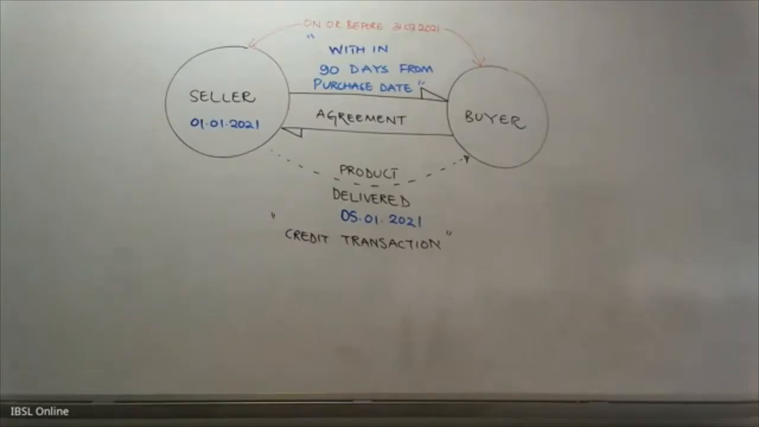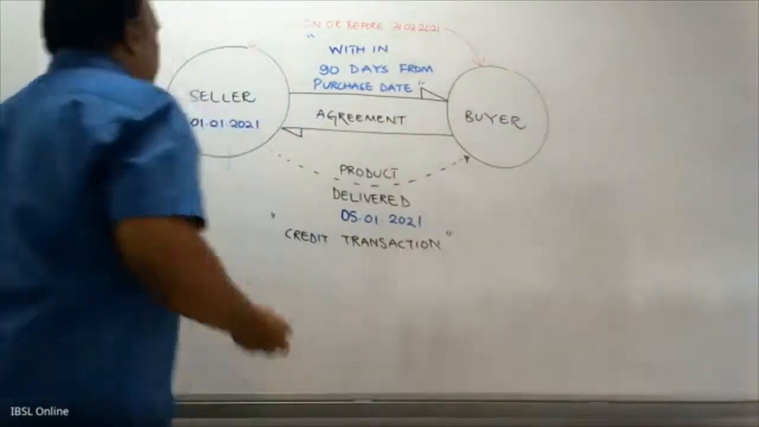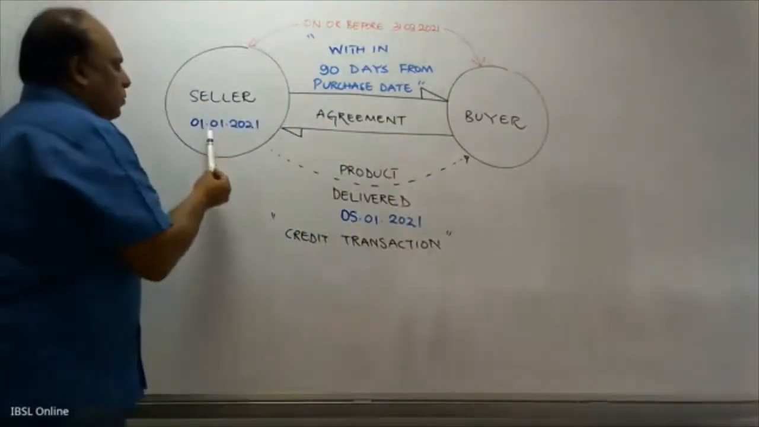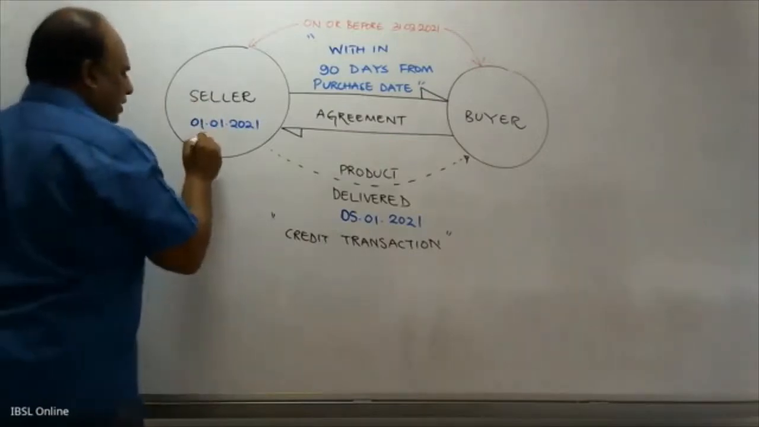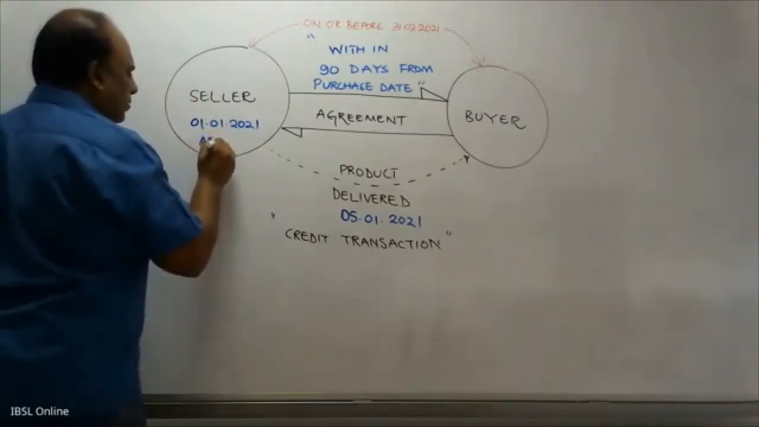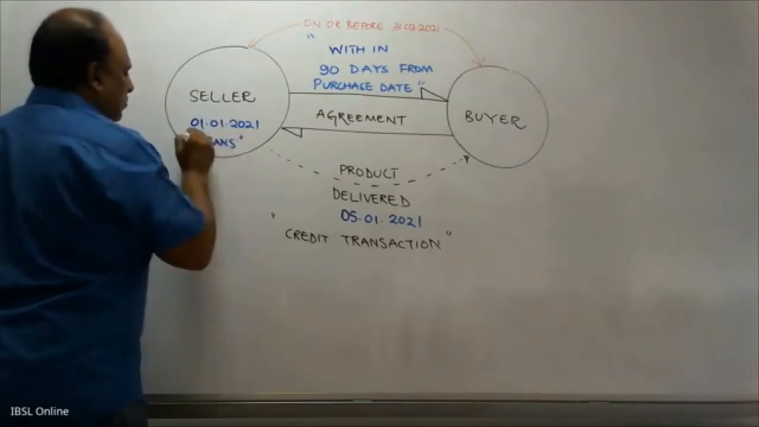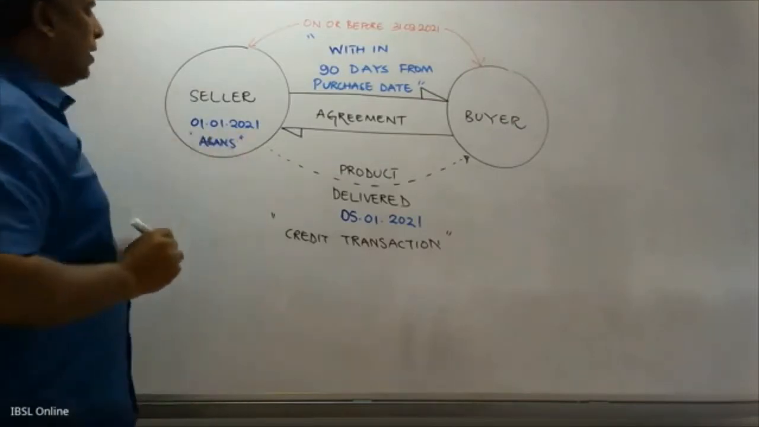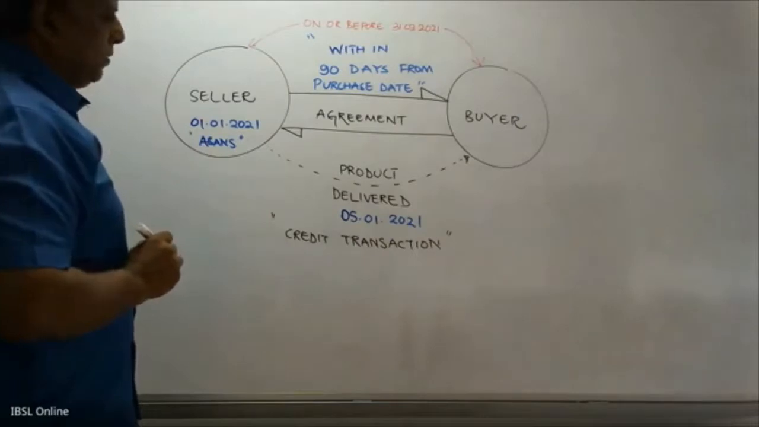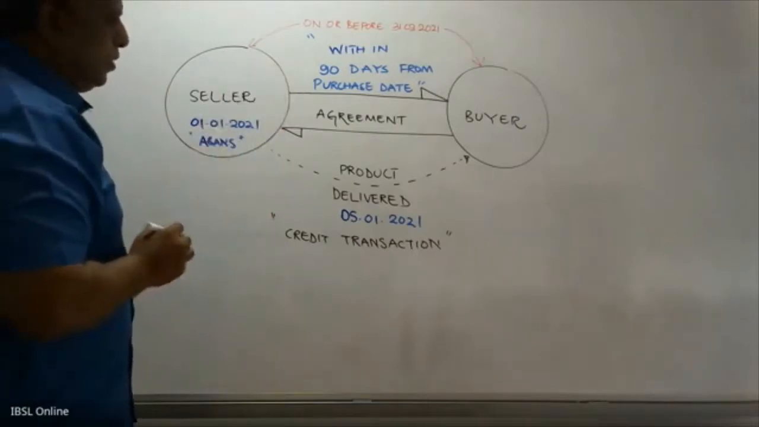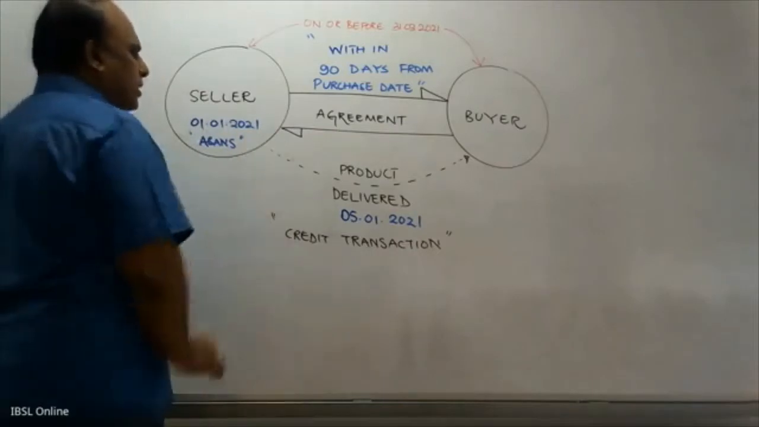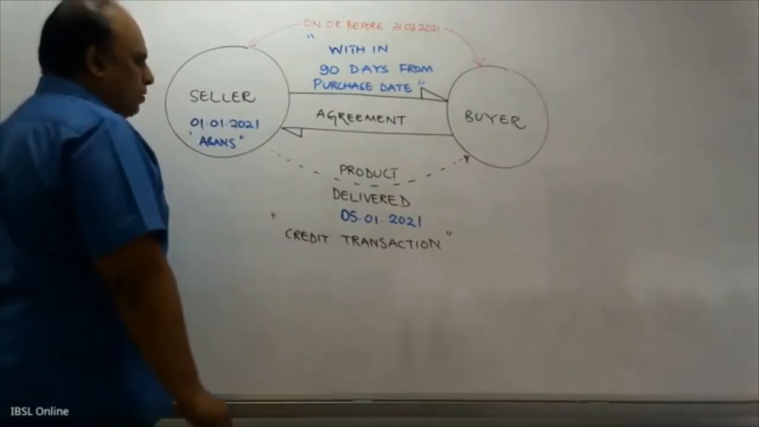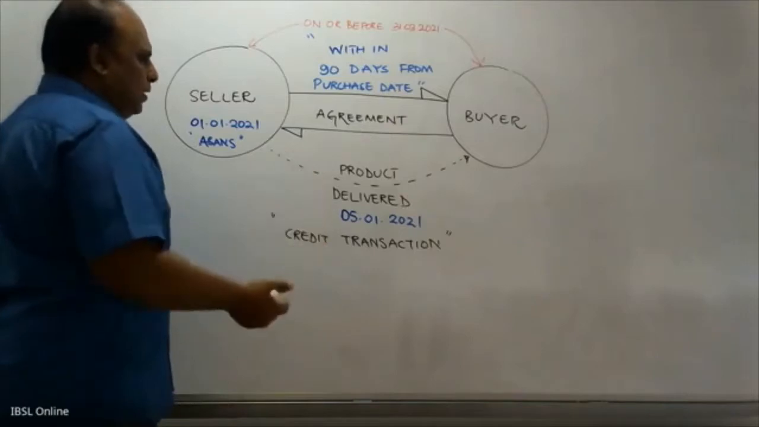So this transaction can be simplified. Let's look at it like this. Let's take the seller to be, I'm just taking an example, Abans. So you go to Abans to purchase a refrigerator. So you are the buyer. So you enter into an agreement. You say that I want to purchase this product. Right?